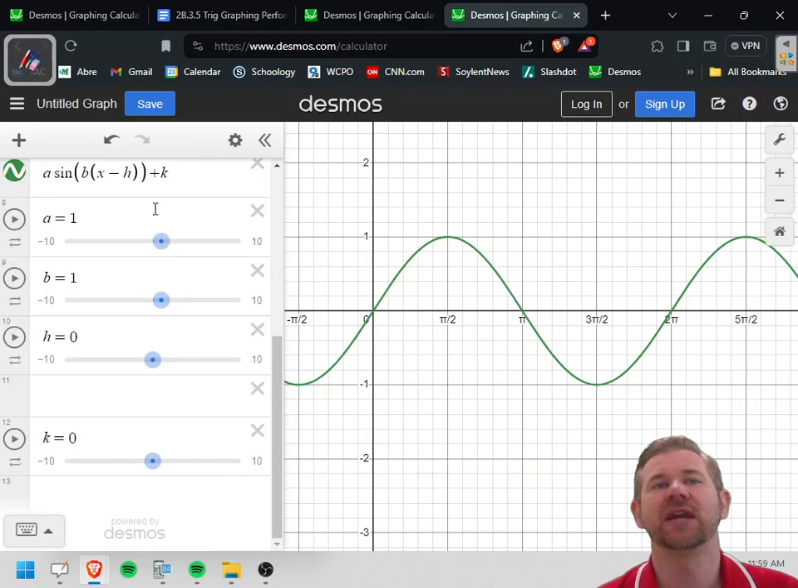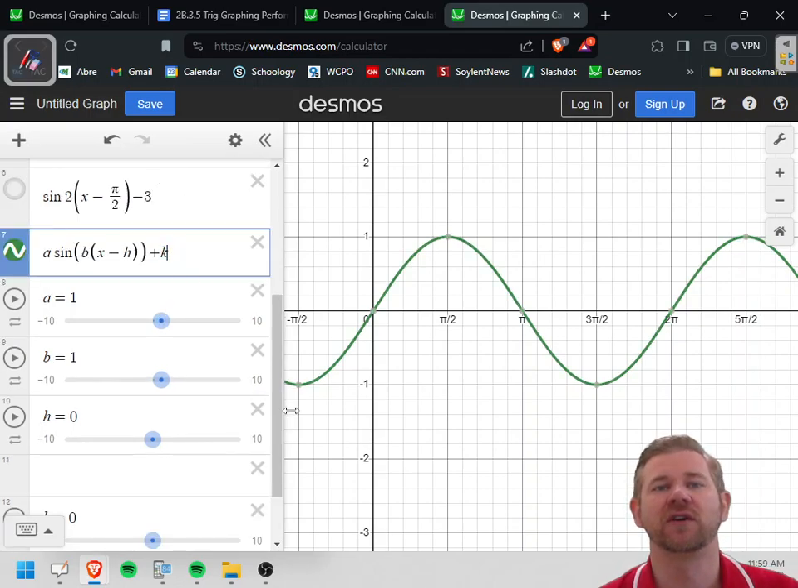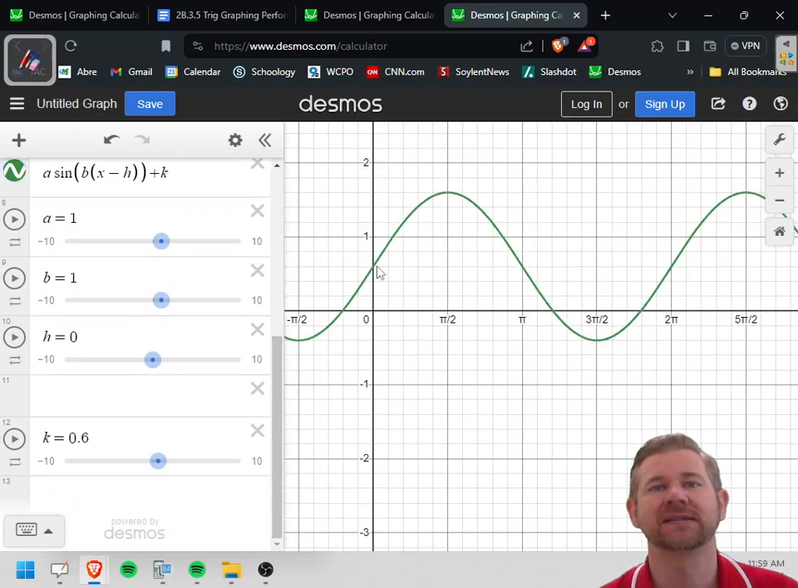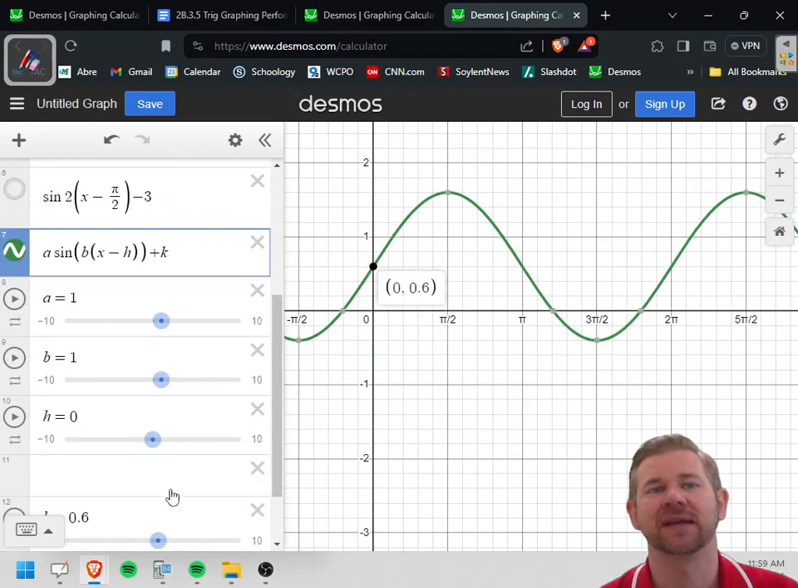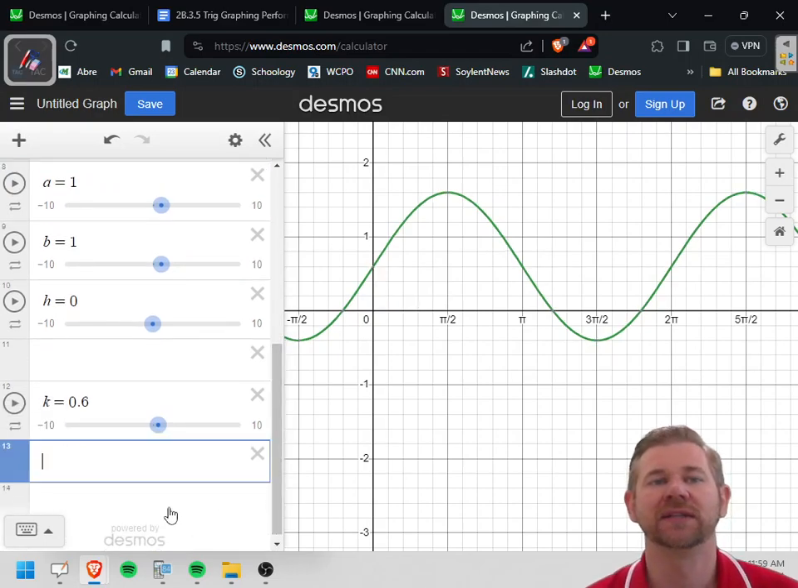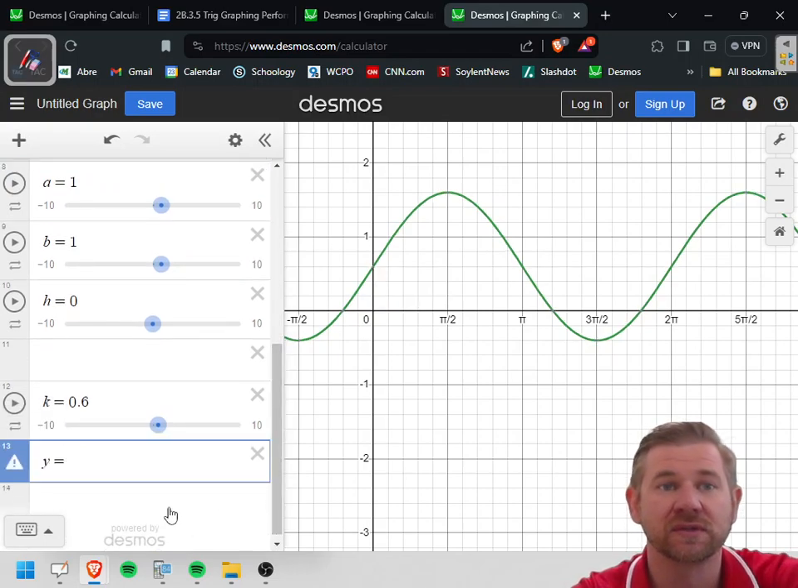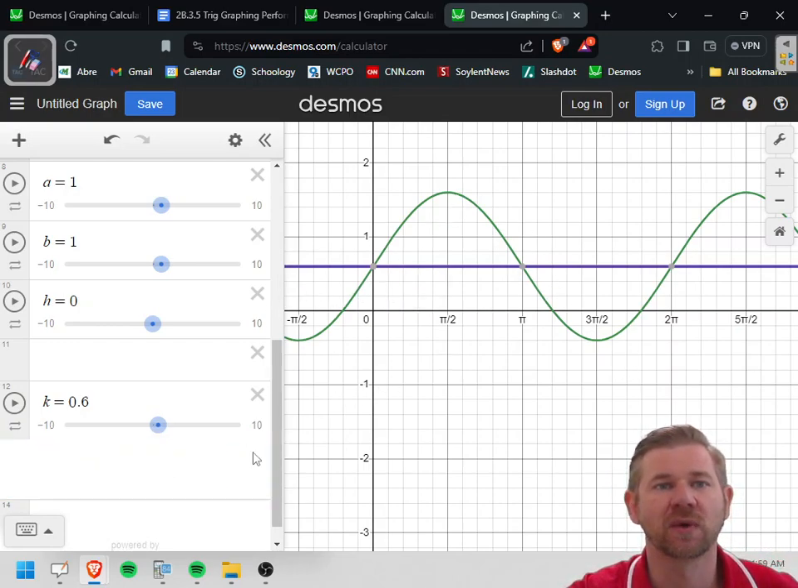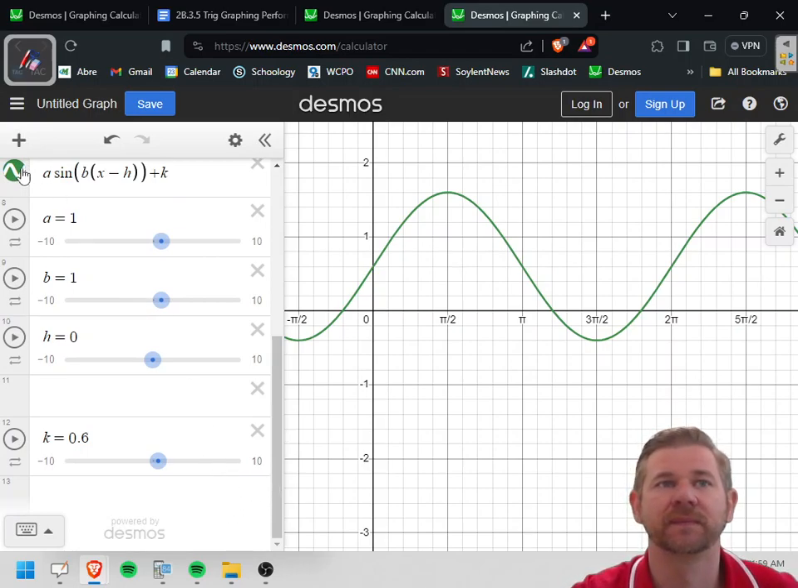And then K changes the midline. It's just like every other function, guys. On the inside, it's left and right, and on the outside, it's up and down. This moves it up and down. So if I make this 0.6, the midline is now 0.6. And I encourage you to write the equation, y equals whatever the midline is. That way you can see all of the points that you actually care about. So I'll be doing that when I go through these.